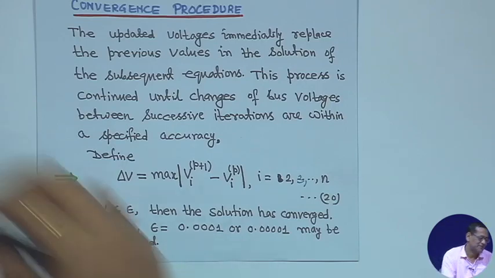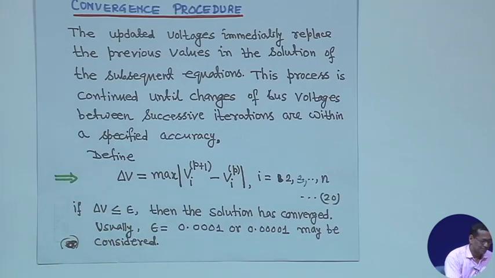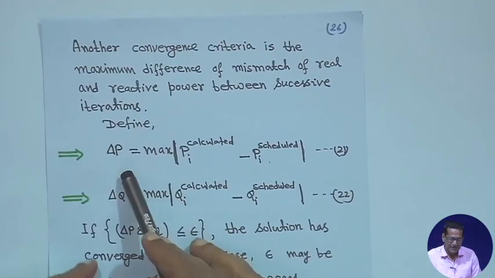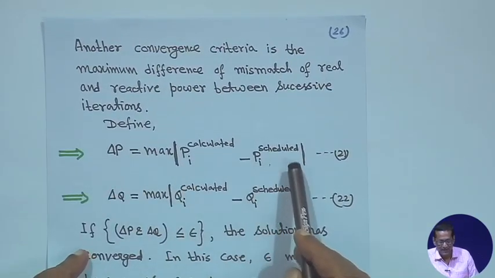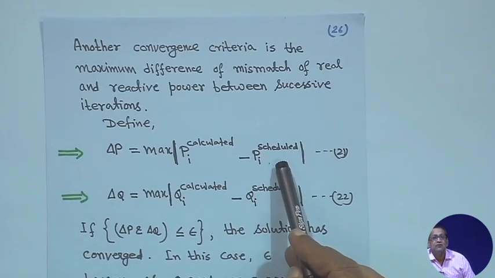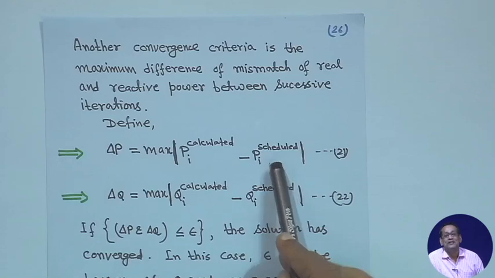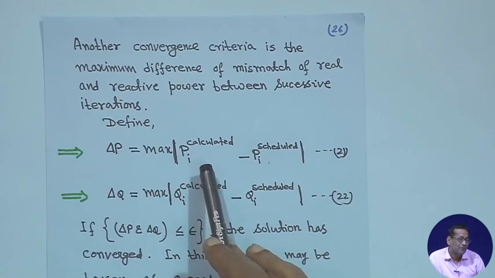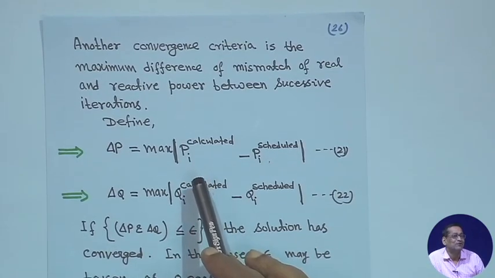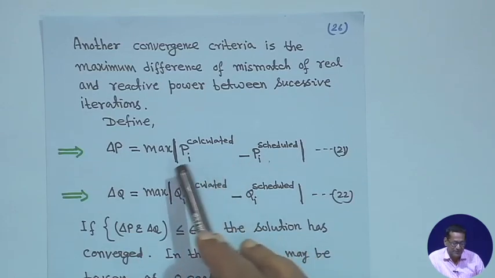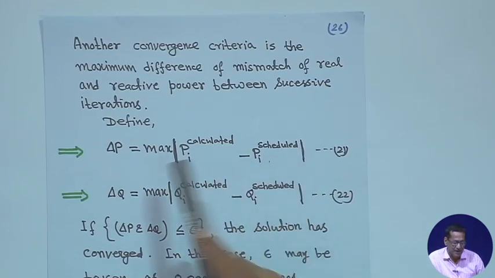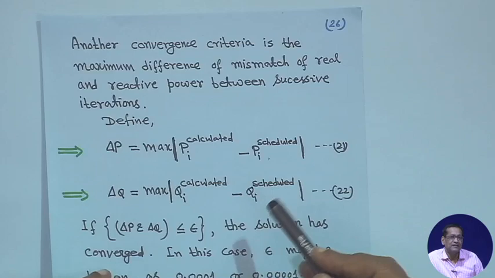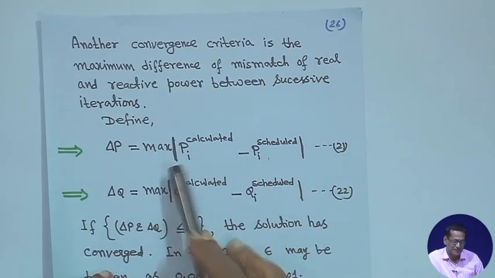This is one way of convergence criteria, one version. Another one is that you take delta P equal to max of P i calculated minus P i schedule. This P i schedule value is known to you; when we take the numericals, we will see. This is equation 21, and the P i calculated value you have to calculate using equation 15, the expression we got for P i. Take the absolute value of this and take the max. That means for all the buses except the slack bus, like delta P 2, delta P 3 up to delta P n, you take the max.